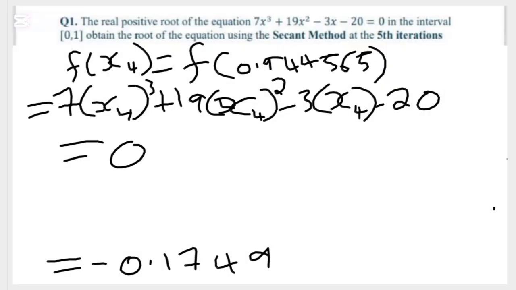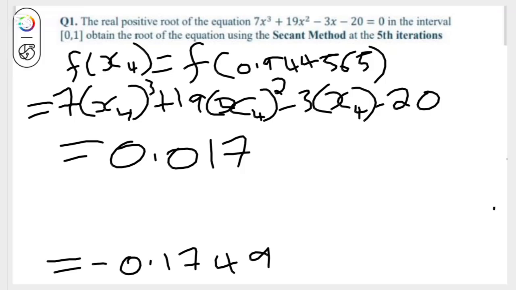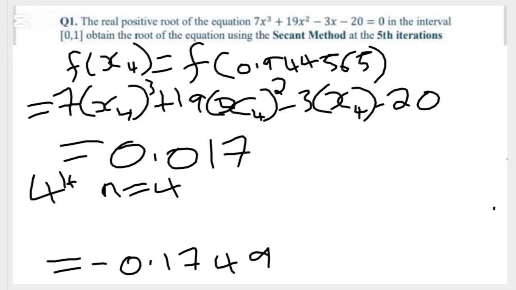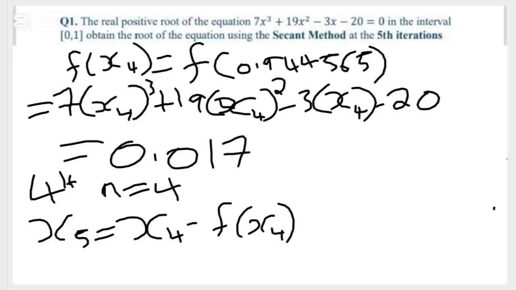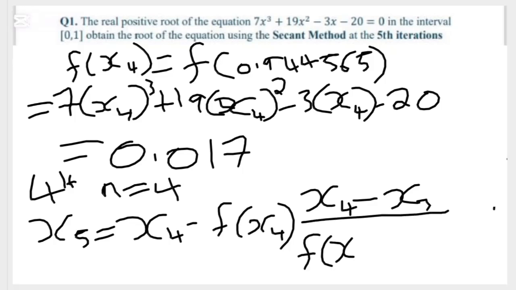So at the end it will be 0.017. Therefore, the next thing I'm going to do is go through the fourth iteration, at n equals 4. So it will now become x of 5, which is the same thing as x of 4 minus the function f of x4, which is x of 4 minus x of 3, and f of x4 minus the function f of x3 also.